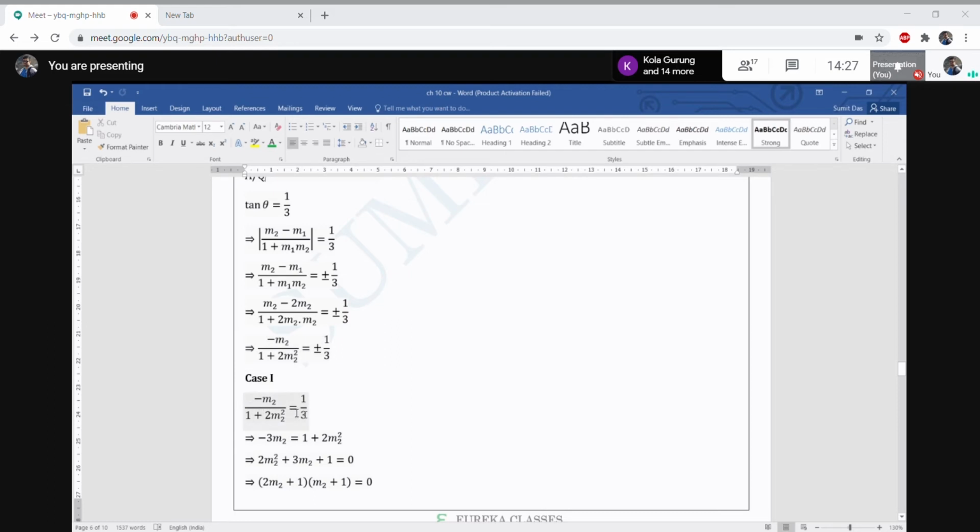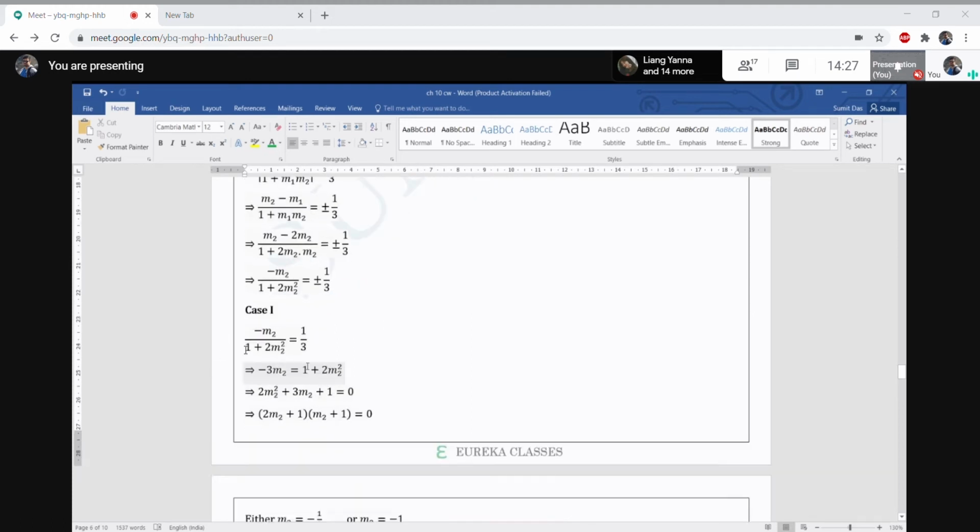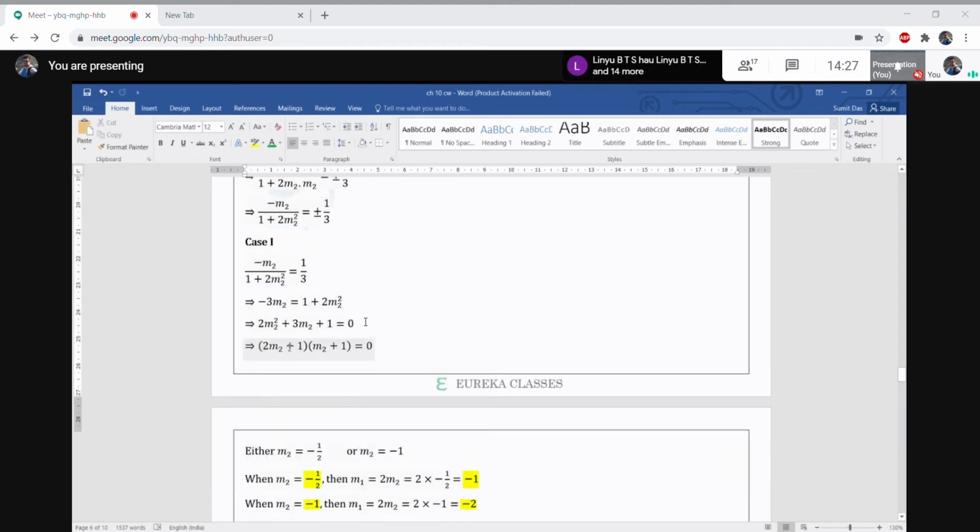So when we got plus 1 by 3, we cross multiply here. After cross multiplication, using the quadratic equation and middle term factorization, we got this. After that we can simplify. So we got 2m2 plus 1 into m2 plus 1 equal to 0. After that we get m2 equal to minus 1 by 2, because if this part is 0 or this part is 0. So either m2 equal to minus 1 by 2 or m2 equal to minus 1.